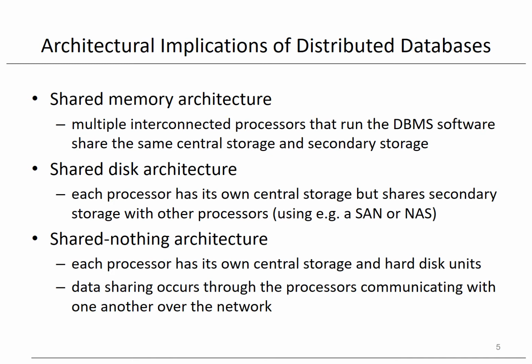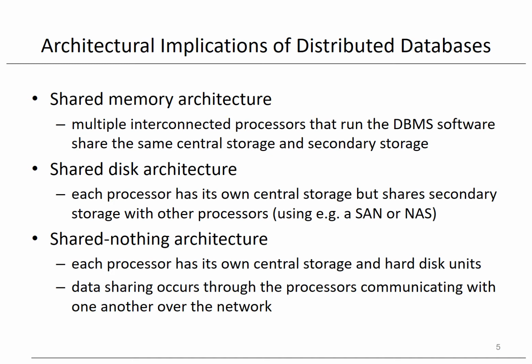Particular to distributed databases is that the data and DBMS itself are distributed over multiple interconnected nodes. Within this realm of systems, there are still different possible architectures. In a shared memory architecture, multiple interconnected processors that run the DBMS software share the same central storage and secondary storage. As more processors are added, this shared central storage may become the bottleneck.